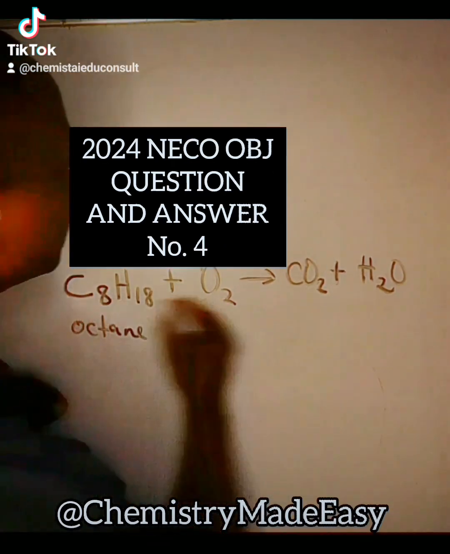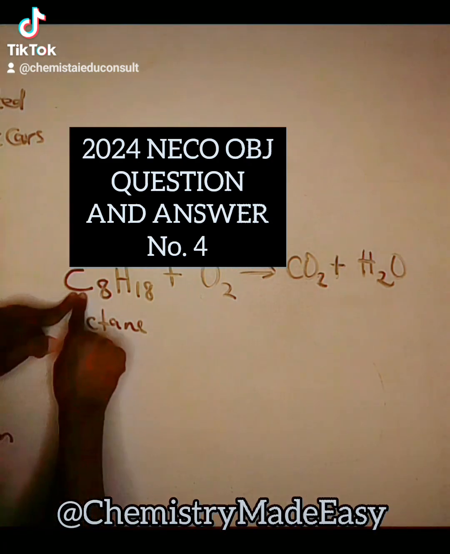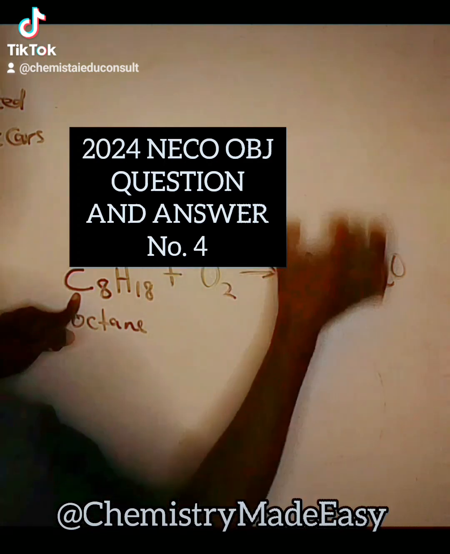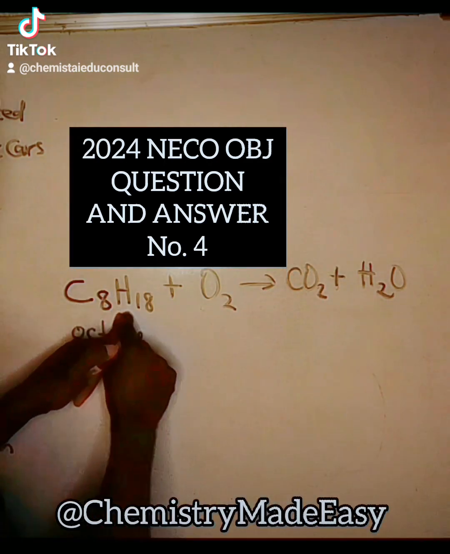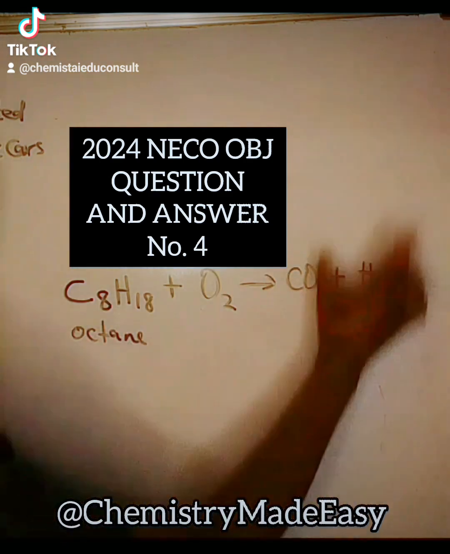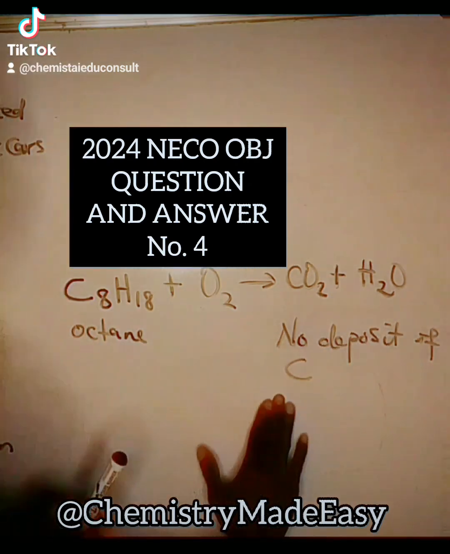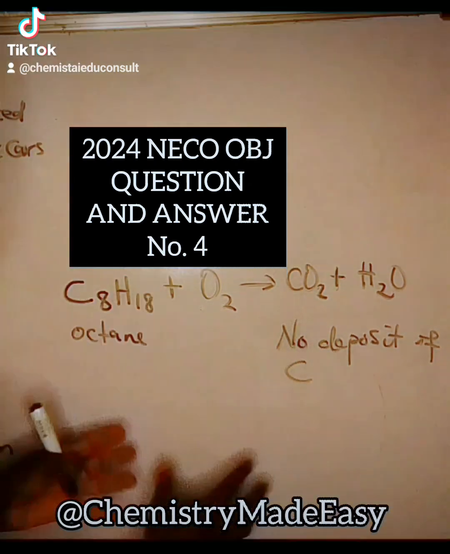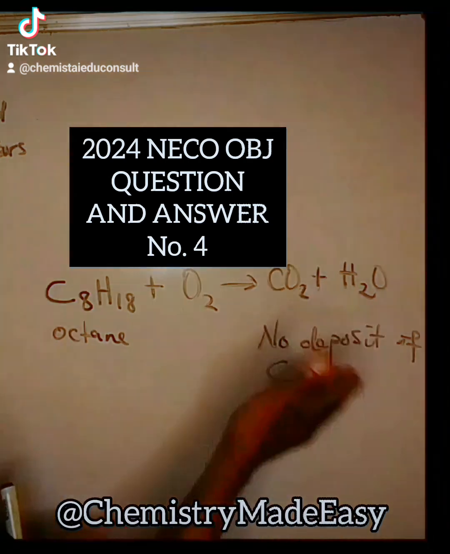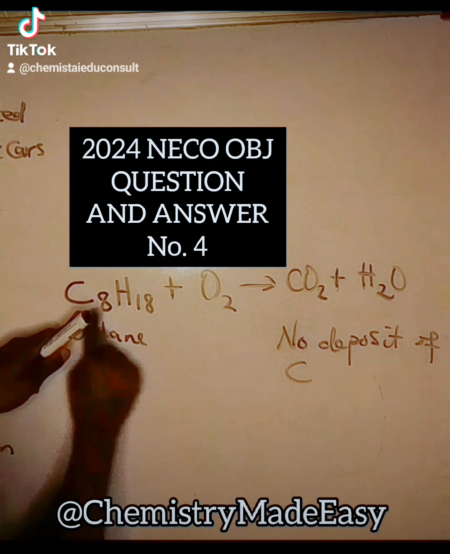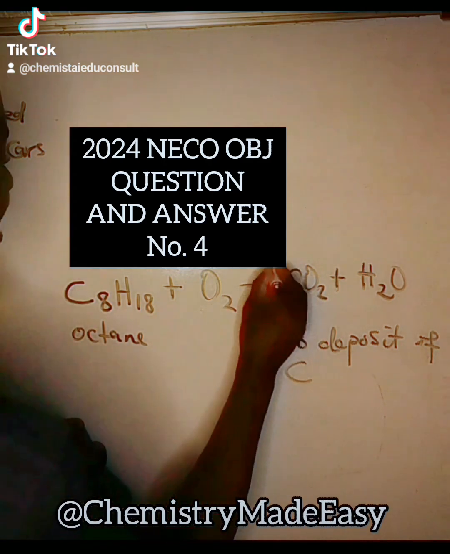This is complete oxidation because carbon has been oxidized to its highest oxide form, and the hydrogen has been oxidized to water, a very stable compound. No deposit of carbon. Remember, carbon is a black substance that is deposited in your exhaust pipe. We can balance this equation by recognizing that carbon is 8 here. So you go here and write 8 at the back of carbon.